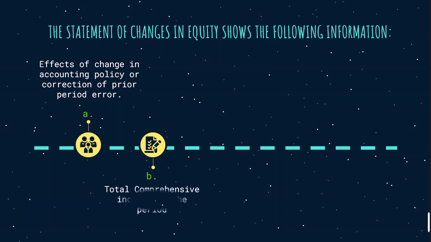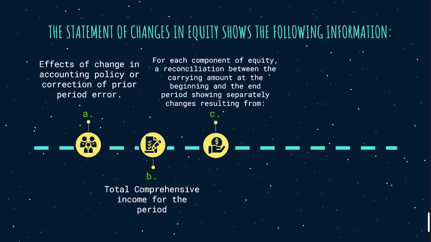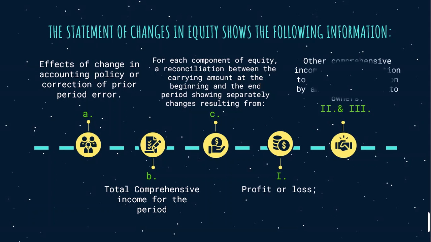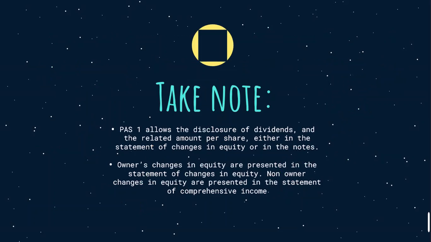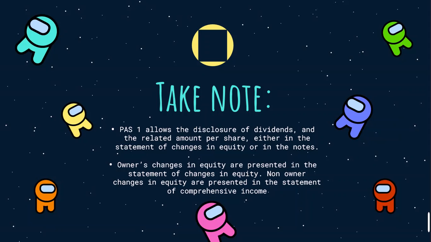Next is total comprehensive income for the period, so that the comprehensive income will be transferred or closed in the retained earnings which is reflected sa statement of changes in equity. Lastly, for each component of equity, a reconciliation between the carrying amount at the beginning and at the end of the period showing separately changes resulting from profit or loss, other comprehensive income and transactions with owners' contribution and distribution. Take note that PAS 1 allows the disclosure of dividends and the related amount per share either in the statement of changes in equity or in the notes.